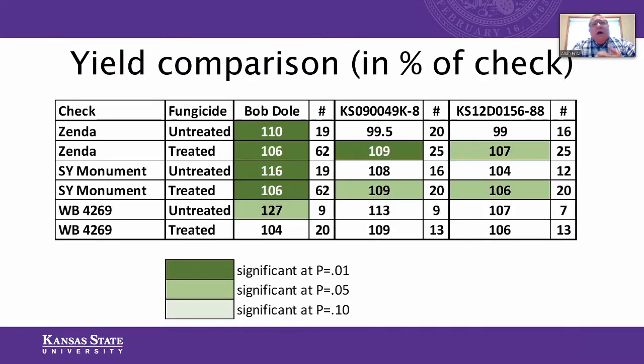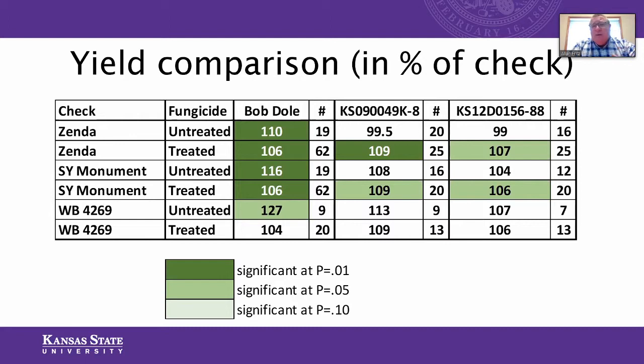I was just going to show a little bit of some yield data. Just to explain a little bit what this is, I have the checks on the left-hand side, Zenda, Monument, and WB 4269, and then whether that check was treated or untreated, and then the comparison variety. Under number, that's the number of site years that go into that comparison. So for instance, Bob Dole has yielded 110% of Zenda in untreated sites, and we have 19 of those site years. So over 19 experiments where they've been in the same experiment untreated, Bob Dole's been 110% of Zenda. It's been 106% of Zenda under fungicide.